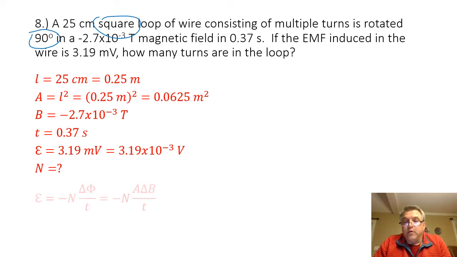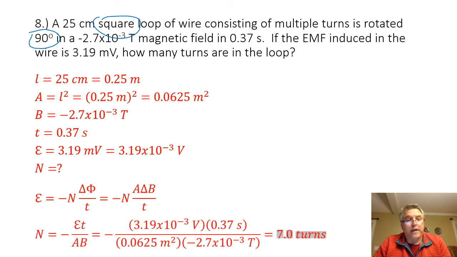Once again, we start with Faraday's law. We rearrange that to solve for the number of turns, and we are going to have N equal negative epsilon times time divided by area times magnetic field. Plug my values into that equation, and I am going to get a value of N of 7.0 turns. So there are 7 turns in the square loop of wire.